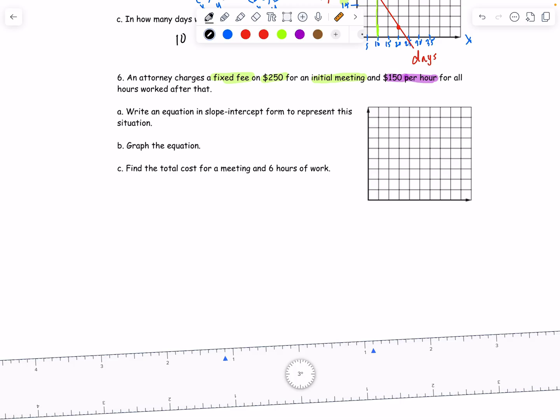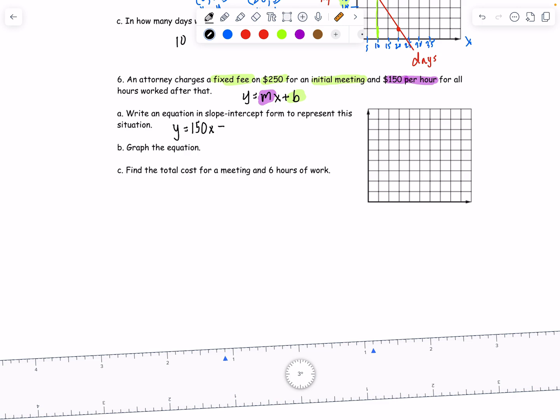So again, we're using our slope intercept form, y equals mx plus b. And then we just got to dump in the numbers where we think it's most appropriate. All right. Question 6a says, write an equation in slope intercept form to represent the situation. As discussed earlier, m is our changing variable, and the b is like our starting point. So we see that $150 is the changing, because that's per hour. And then we have our fixed fee of $250.